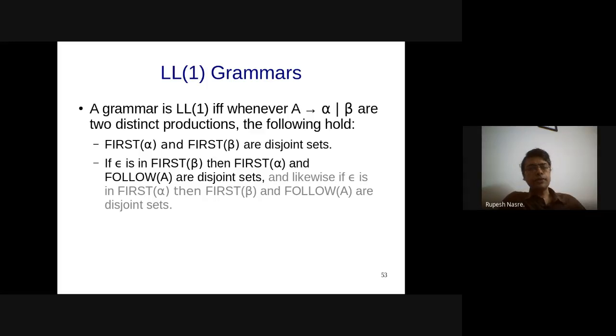Okay. So if epsilon is in the first of beta, it is about the follow set. If beta is nullable, then the first of alpha and follow of A are disjoint. That makes sense. This just follows from the previous one. And similarly, if first of alpha is nullable, then the first of beta and follow of A should be disjoint, right? The intersection of these should be empty.